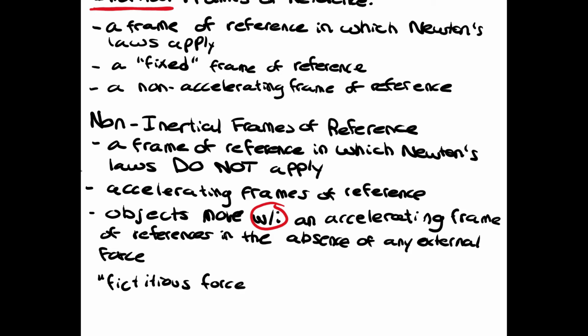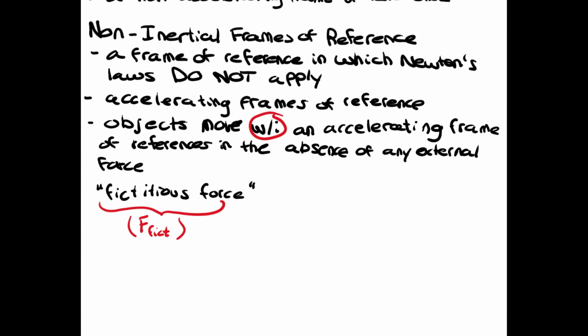And basically what the fictitious force is, I like to denote this as F fict, if I were to write this out. Basically, this fictitious force is often used to explain motion in non-inertial frames of reference, and it occurs in the direction opposite to the acceleration of the non-inertial reference frame.